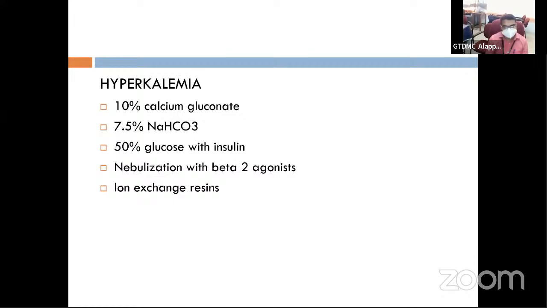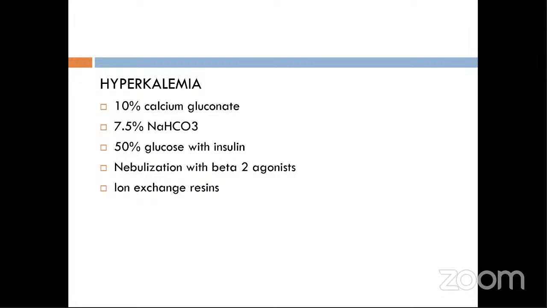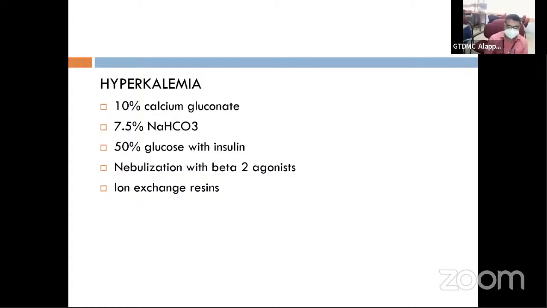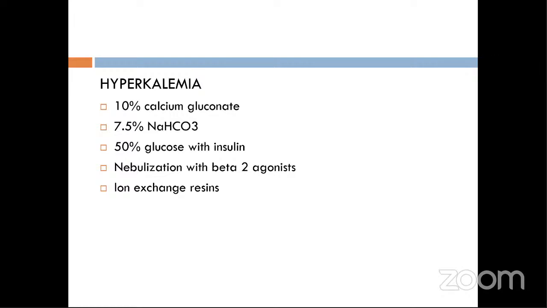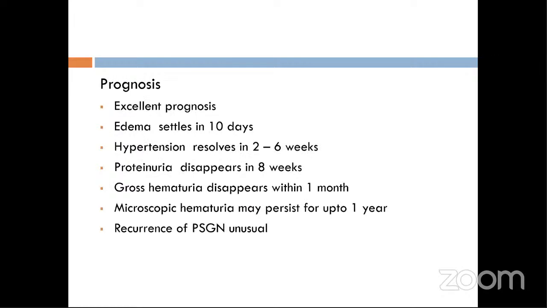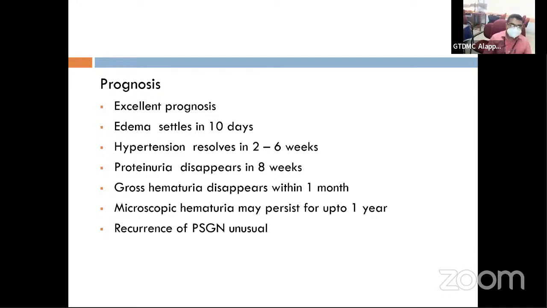If not responding to the usual conventional hyperkalemia management, or if the potassium levels are persistently elevated above 6.5 milliequivalent, then it is an indication for peritoneal dialysis.